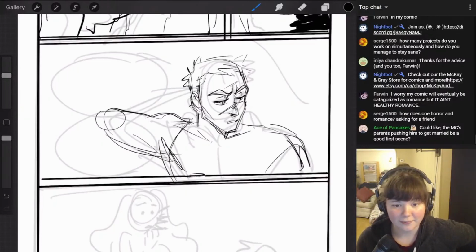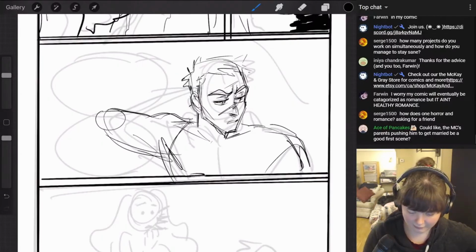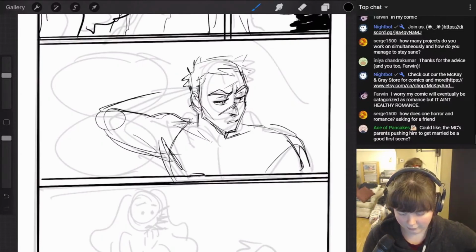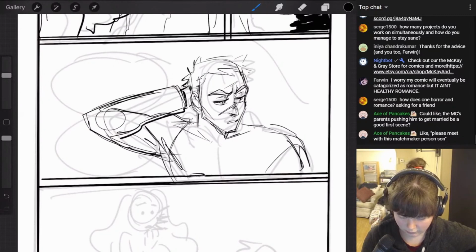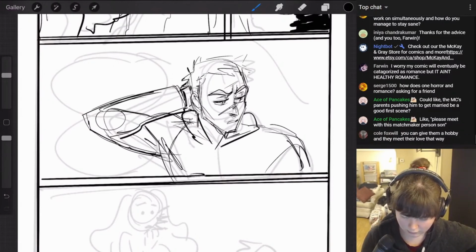Could a main character's parents pushing him to get married be a good first scene? Yeah. I think that would be a really good first scene. You'd probably want to set a nice backdrop for it, because otherwise it's going to be a sort of boring scene. But yeah, just add some layers to it and it'd be really interesting.